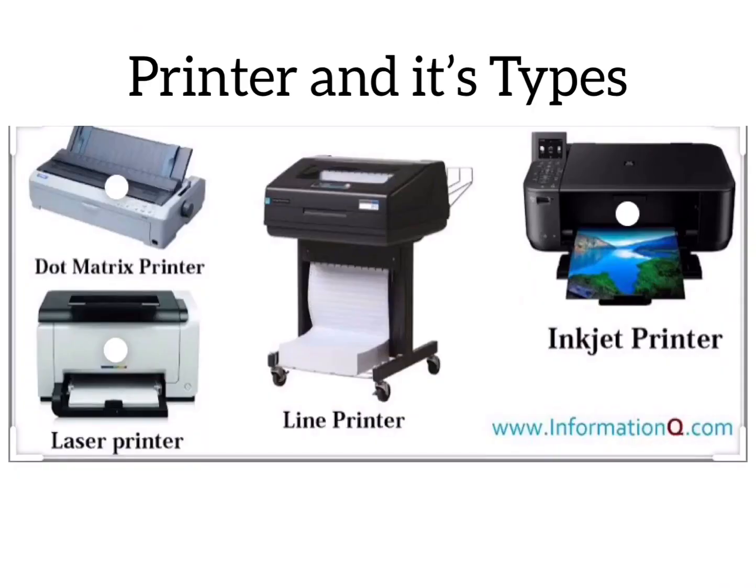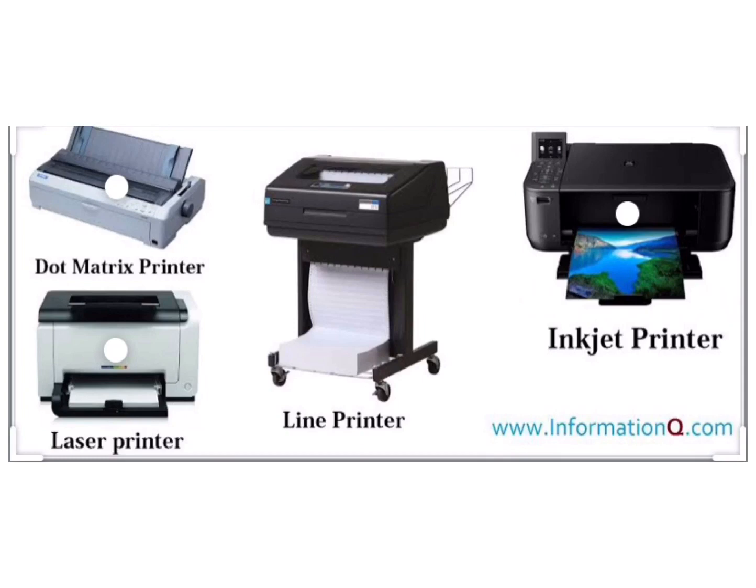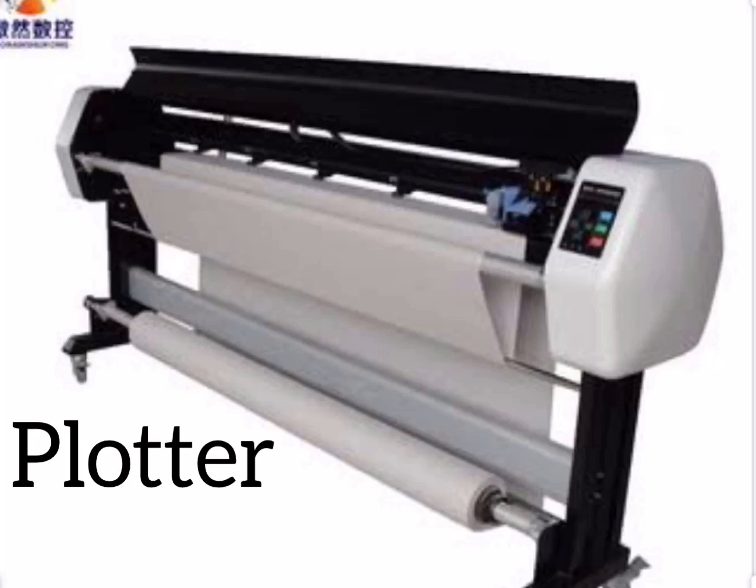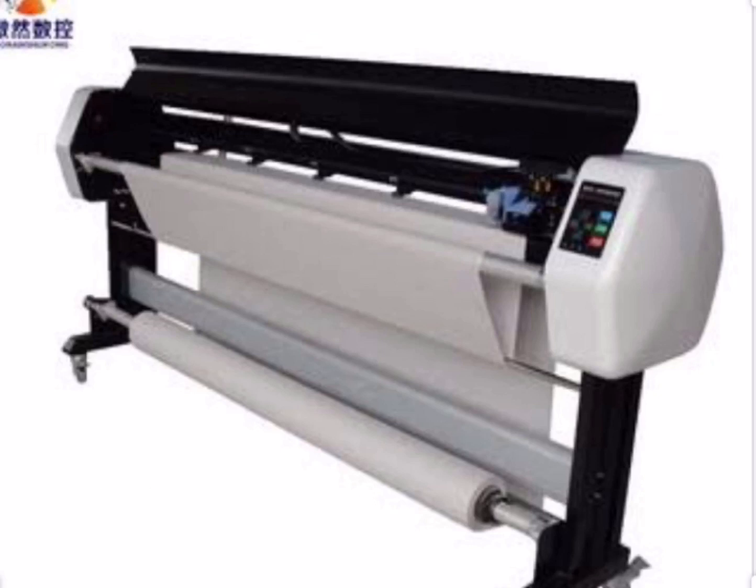Printer. Printer is an important part of a computer system. It prints the output onto paper. There are different types of printers. First one is dot matrix, then laser printer, inkjet and line printer. Plotter is an output device used for producing high quality drawings like maps, layout of a building, etc.